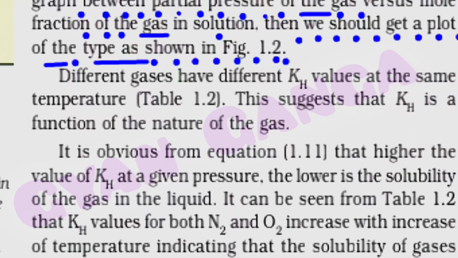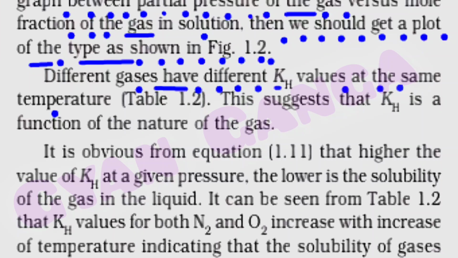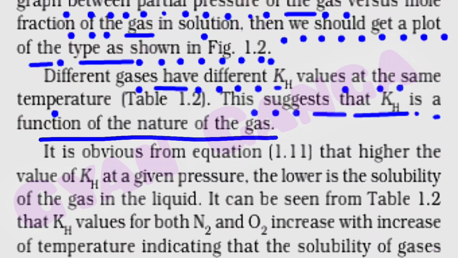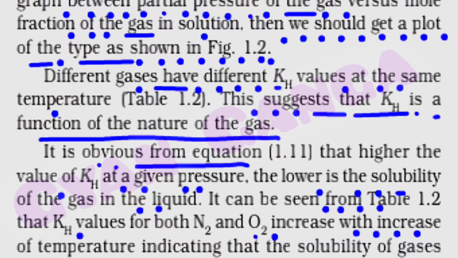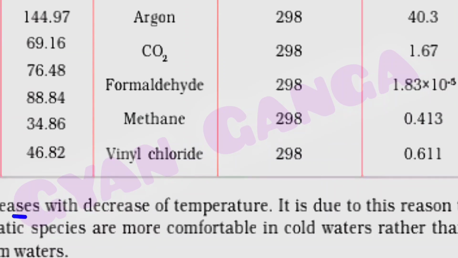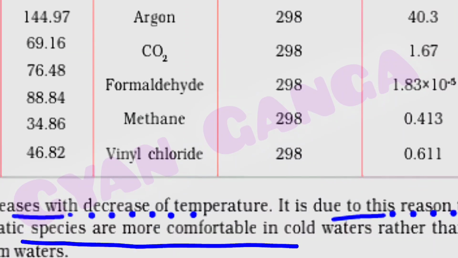Different gases have different Kh values at the same temperature. This suggests that Kh is a function of the nature of the gas. It is obvious from equation 1.11 that the higher the value of Kh at a given pressure, the lower is the solubility of the gas in the liquid. As shown in table 1.2, the Kh value for both N2 and O2 increases with increase of temperature, indicating that the solubility of gases increases with decrease of temperature. It is due to this reason that aquatic species are more comfortable in cold water rather than in warm waters.